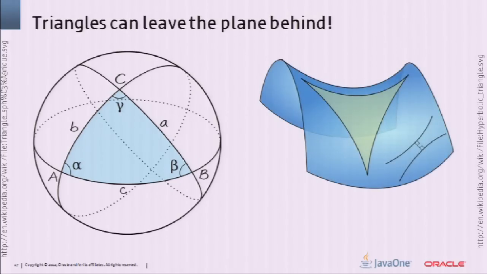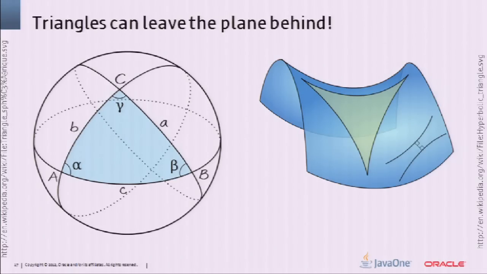If you have the hyperbolic case, instead of taking place on the surface of a sphere, it takes place on a saddle-shaped surface like this. And because of the curvature of the saddle shape, you actually can draw many, many lines, infinitely many of them, through that point that don't intersect the first one.